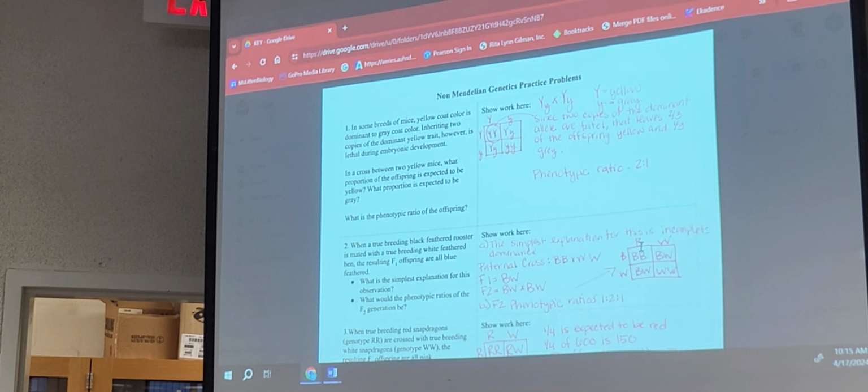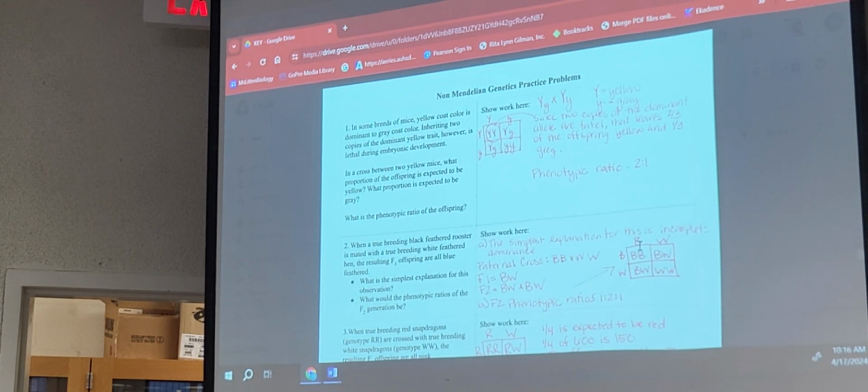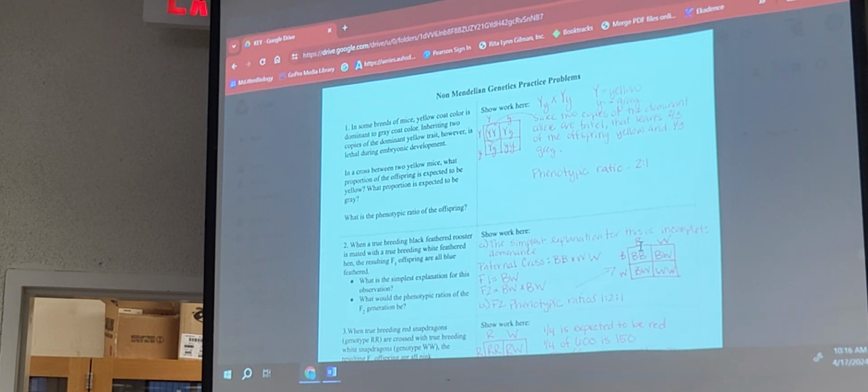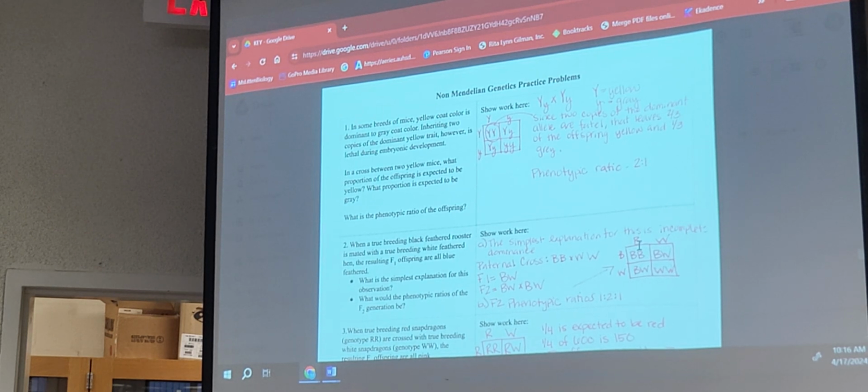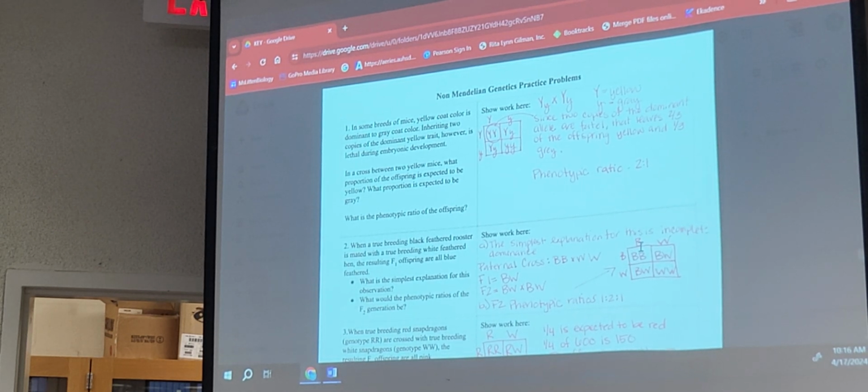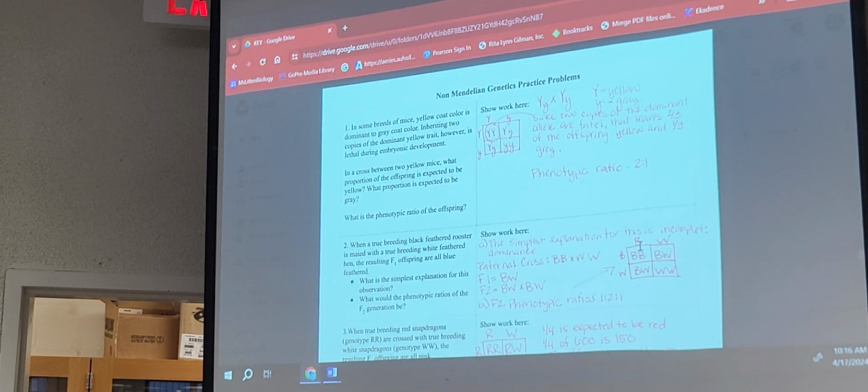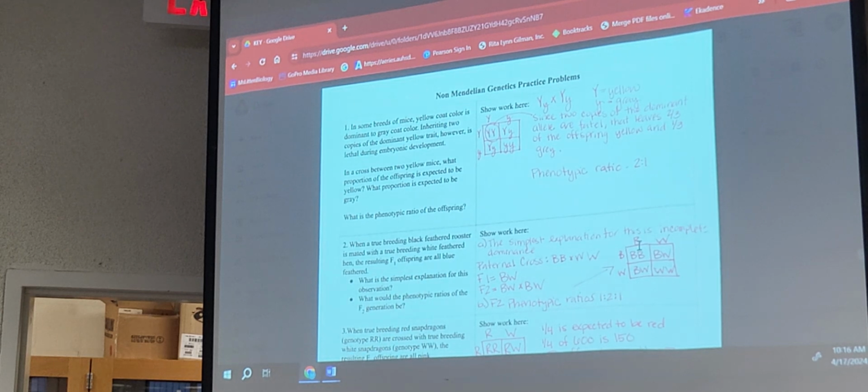Right, the homozygous dominant is lethal, so we have a 2-to-1 ratio. True breeding black feathered rooster mated with true breeding white feathered hen. They're all blue feathered. What does that tell you? That means that the blue and white give us a different trait, right? We're not getting black and white, we're getting something different. What is the simplest explanation?